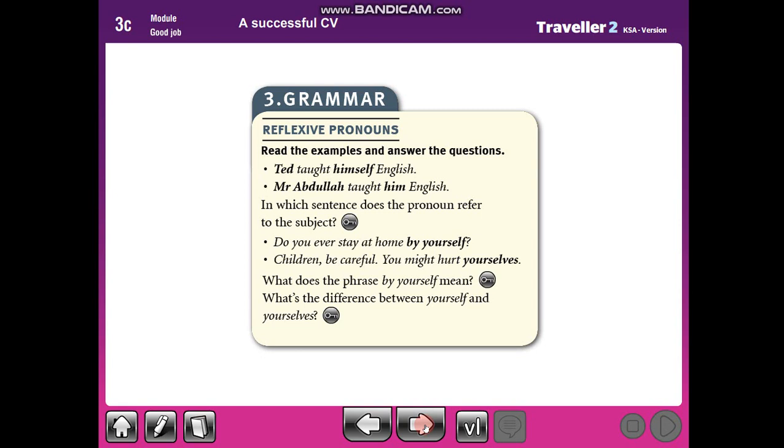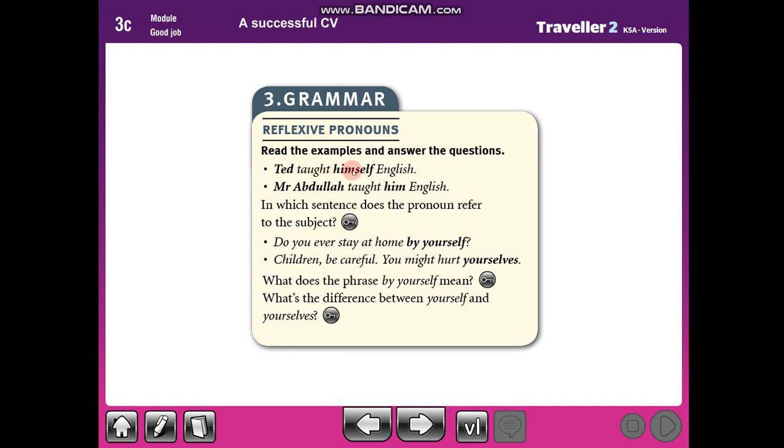Thirdly, we have the grammar of this lesson. We will speak here about reflexive pronouns. As we know, we have many kinds of pronouns, such as personal pronouns, object pronouns, and today reflexive pronouns. Reflexive pronouns. Read the example and answer the question.